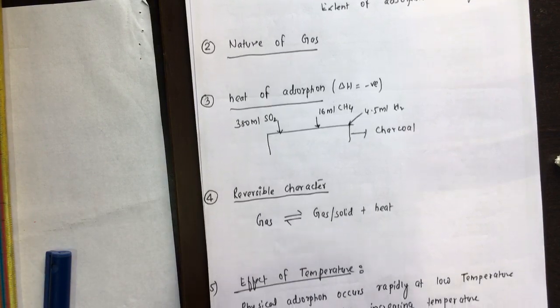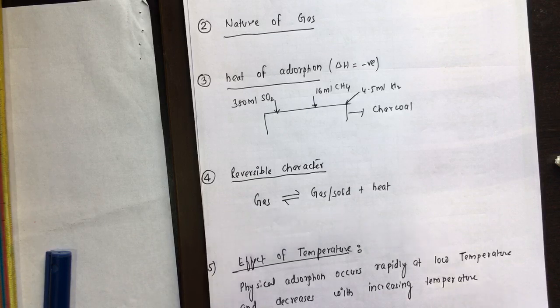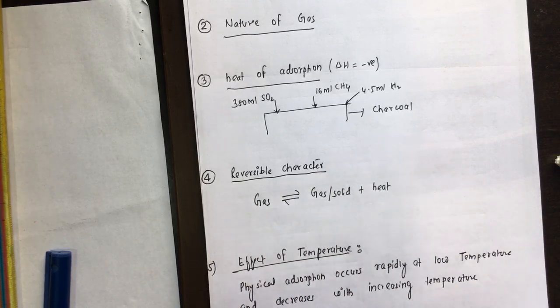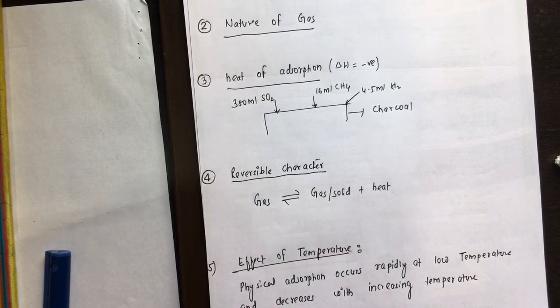Next is nature of gas. As I said, adsorbent we have already talked about. Now we are talking about the adsorbate, the one which is going to come and get adsorbed. Definitely that will depend on the nature of the gas. So what nature of the gas have we observed? In general, dear students, the more easily liquefiable gas, the one which has higher critical temperature, will be more readily adsorbed.